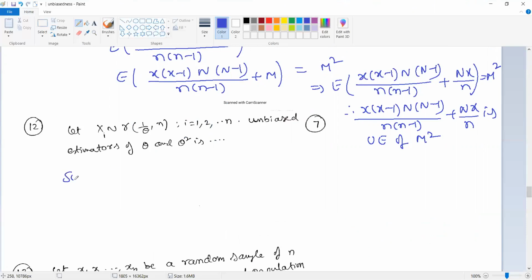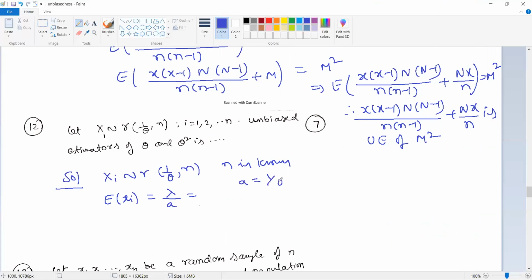Problem 12. Xi follows a gamma distribution with parameters 1 by theta and n. Here n is a known value; n is lambda, known. Now E of Xi is equal to the original formula, lambda by A. Here A is equal to 1 by theta, and lambda is equal to n. So n by (1 by theta) is equal to n theta.